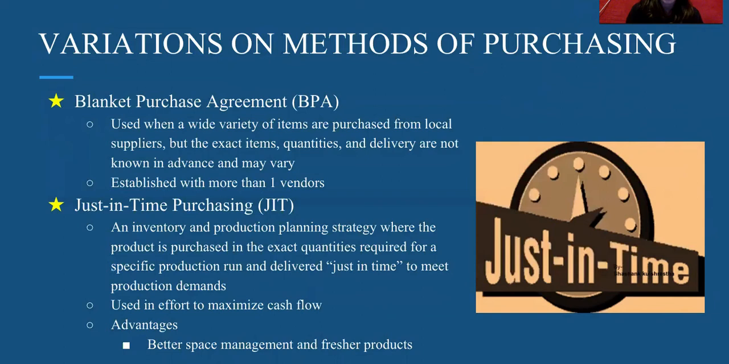Just-in-time purchasing, JIT, is an inventory and production planning strategy where the product is purchased in the exact quantities required for the specific production run and delivered just in time to meet production demands. It is used in an effort to maximize cash flow. The advantages include better space management and fresher produce.